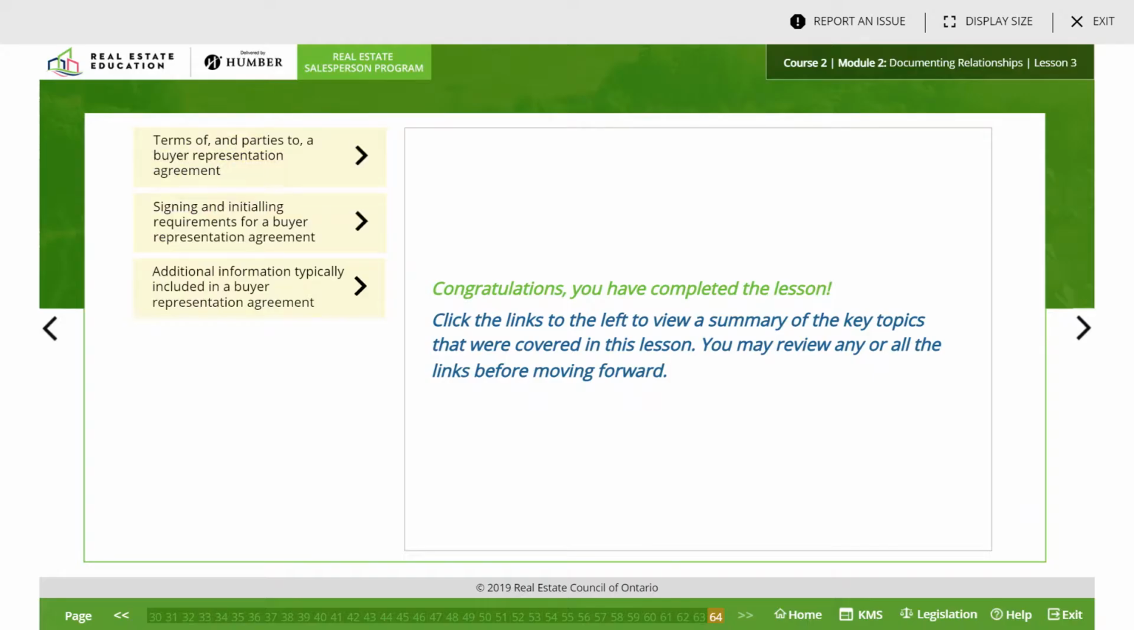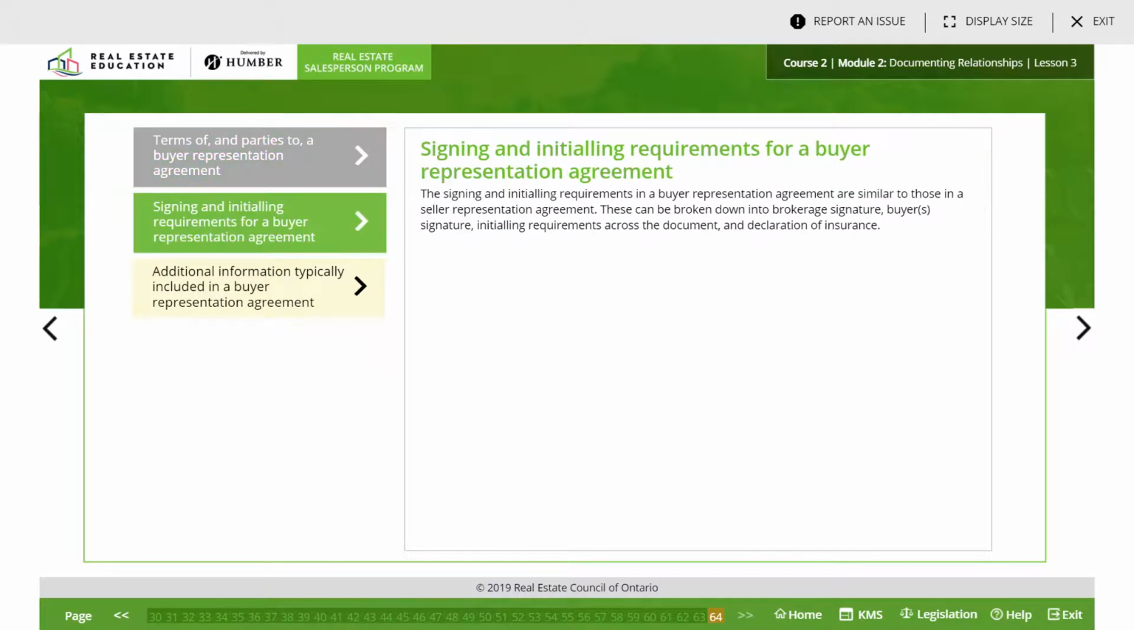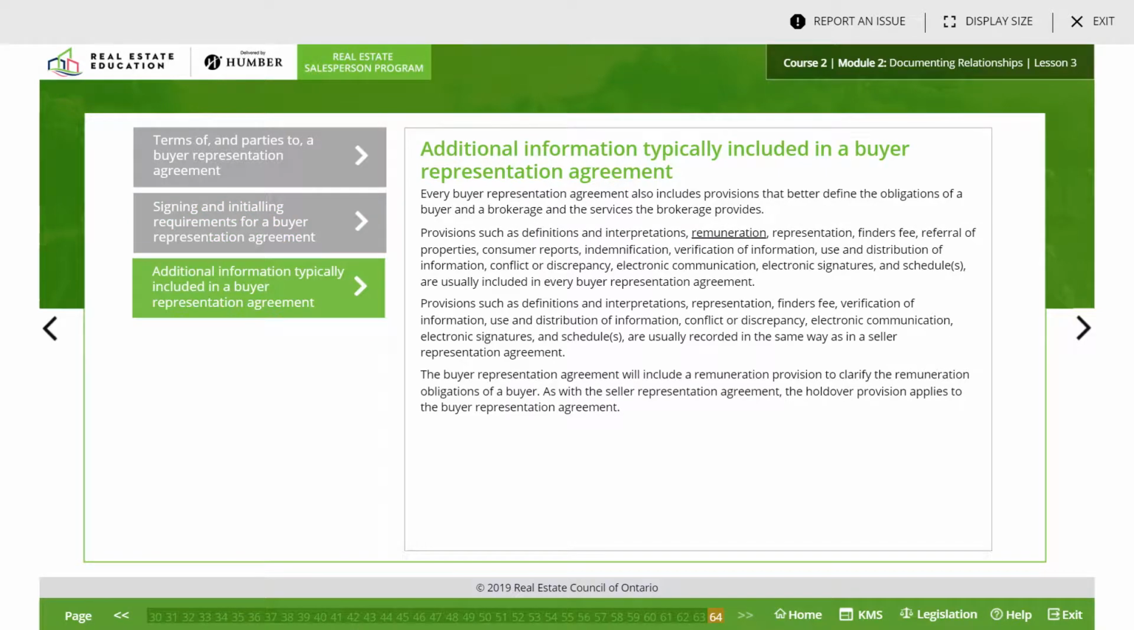To summarize the whole lesson, it basically tells you the same thing. Signing and initialing requirements for a buyer representation agreement are similar to those of a seller representation agreement. They can be broken down into brokerage signature, buyer signature, initialing requirements across the document, and declaration of insurance. Additional information typically included in a buyer representation agreement includes provisions that better define the obligations of a buyer and a brokerage and the services that the brokerage provides.